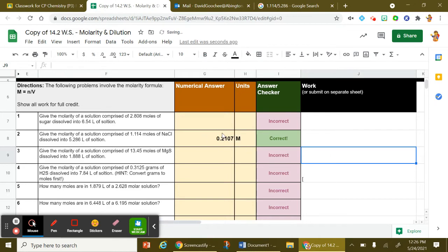Now, if you think you got it right, but it keeps showing up as wrong, just make sure you put in enough digits. Like if you put in 0.2 here, thinking that was good, you rounded too much. You got to give me more digits.